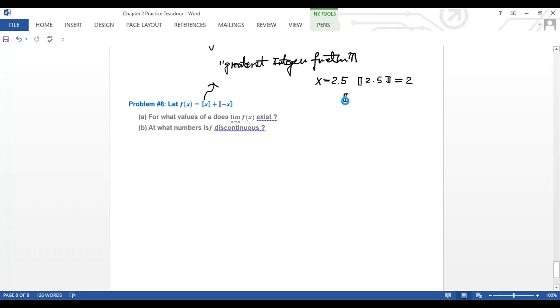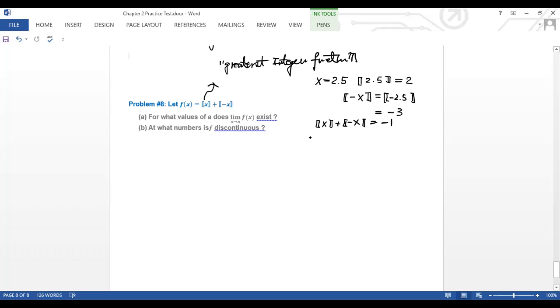Now how about negative 2.5? What happens if I put a negative sign here? So what is the greatest whole number less than negative 2.5? It's negative 3. So when you add these two together, x plus negative x, what happens here would be -1, because negative values always drop to the next lower value.